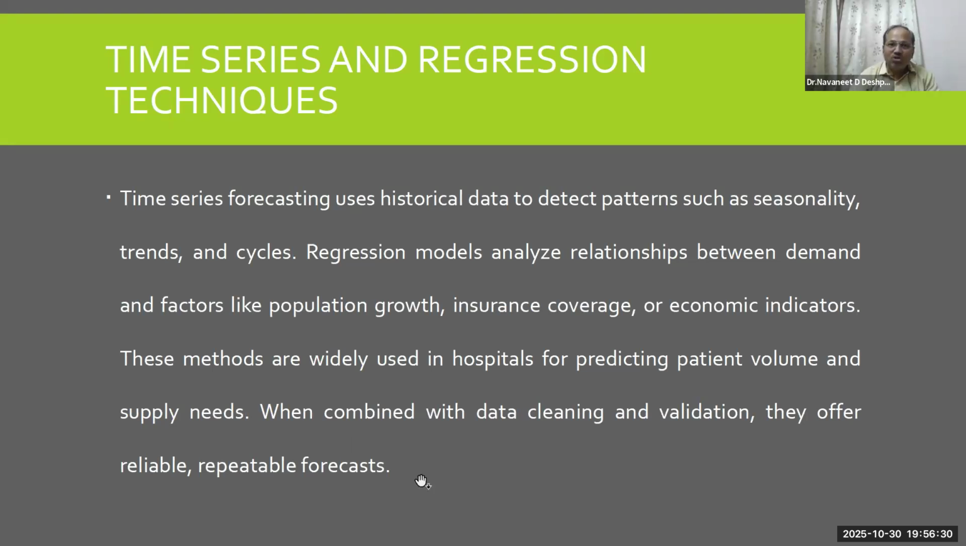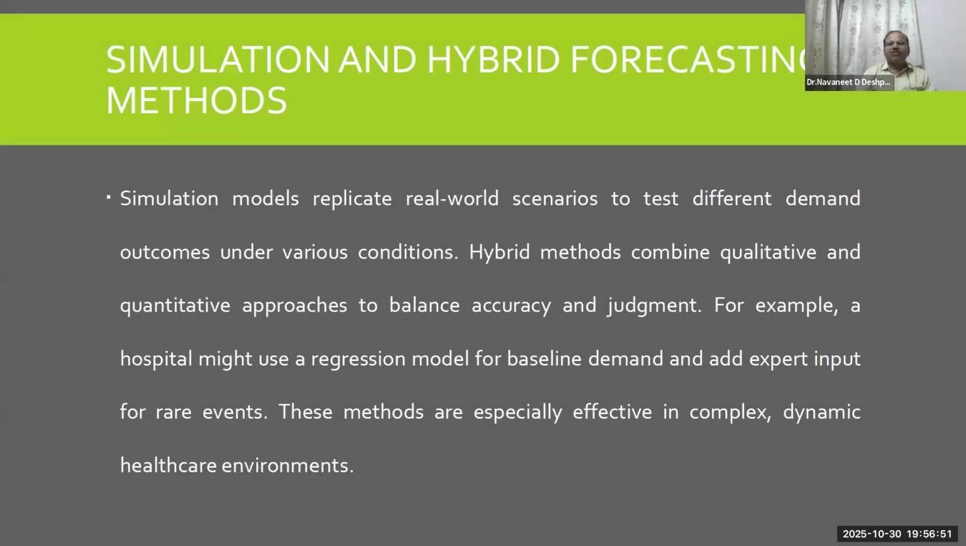So unless and until we know that all these things are backed up for the stakeholders, like patients, we may not end up getting the entirety of the information in terms of the data presented. So time series and regression techniques are always useful in this context. Then we also have simulation and hybrid forecasting methods.